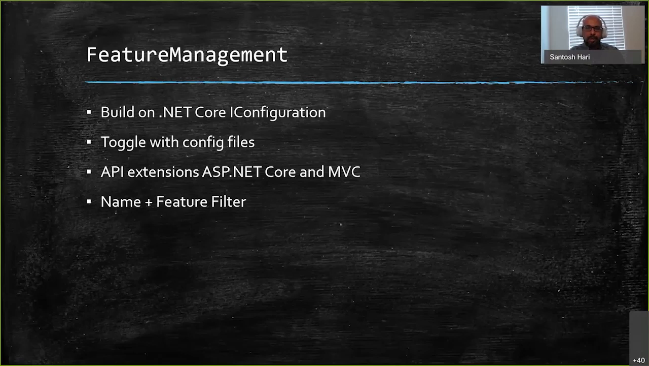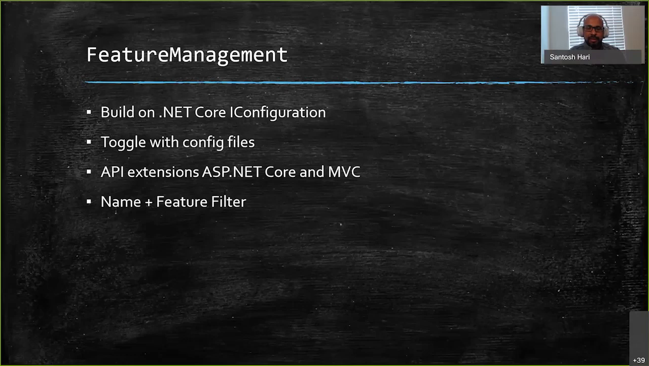This is kind of the new one, new as in relatively new in .NET Core. It's built on top of the .NET Core configuration system. It supports a local JSON file for configuration, and you can toggle on and off using the config file, but it's extremely flexible. The other thing is it has API extensions for ASP.NET Core, MVC framework, so you can do routings, filters, action attributes, all of these. You can implement them using feature management.